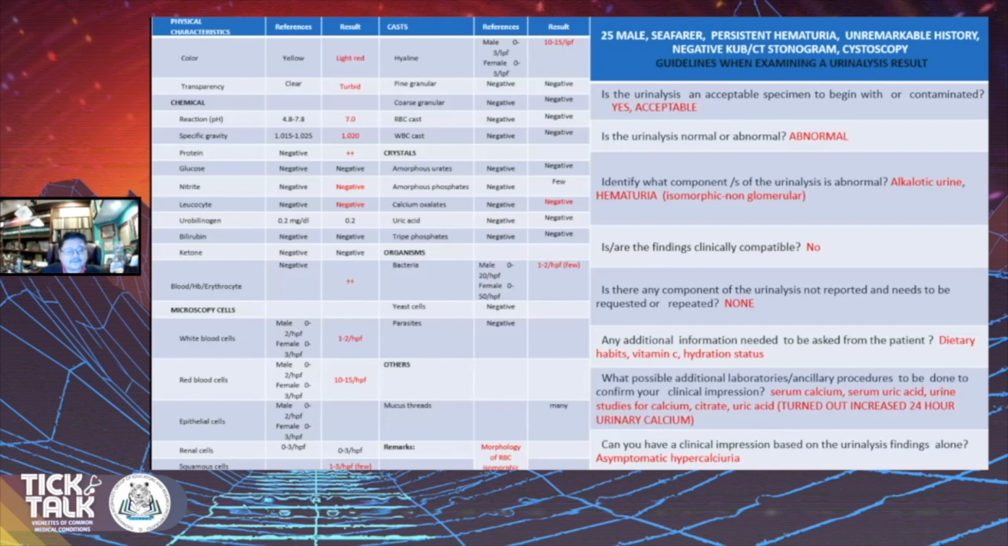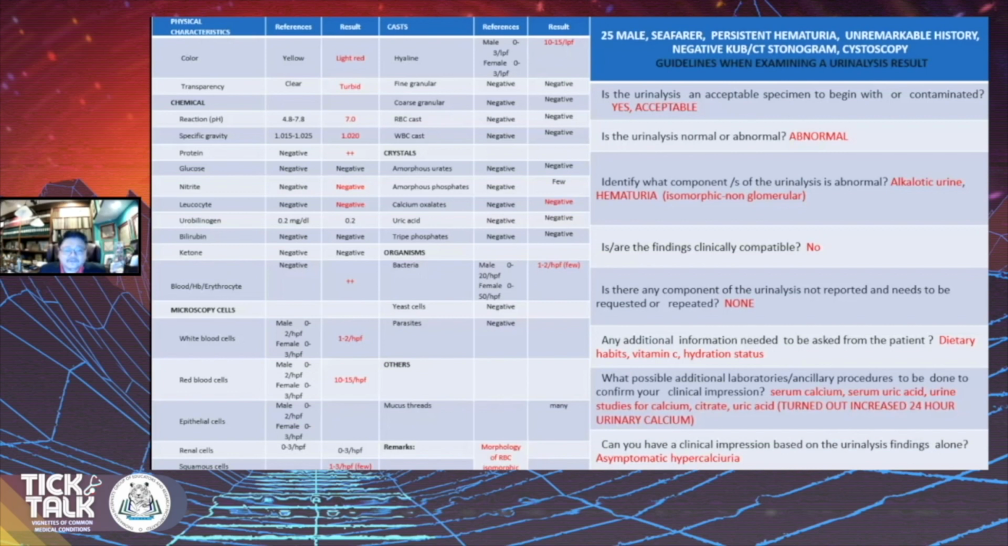Then, what possible additional laboratories? You see, doctors, in this case, we can request for serum calcium, serum uric acid, urine studies for calcium, citrate and uric acid. It turned out that there's an increased 24-hour urinary calcium. So what is our impression here? Maybe this patient, though not presenting with kidney stones obviously, might have an asymptomatic hypercalciuria. The hypercalciuria can precipitate some persistent microscopic hematuria in this case. So definitely, maybe we can encourage hydration in this patient and also monitor this patient well. But as long as the blood pressure, creatinine, and the proteinuria are not significant in this patient, there is no problem.